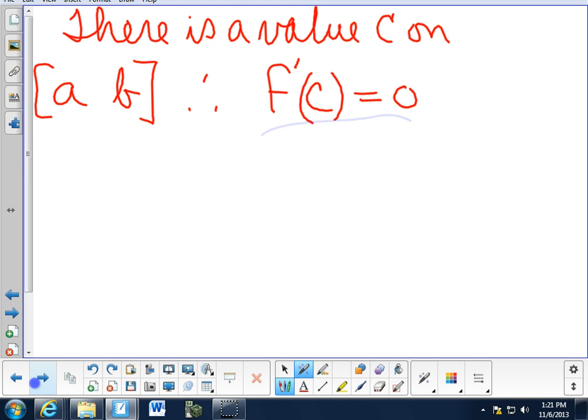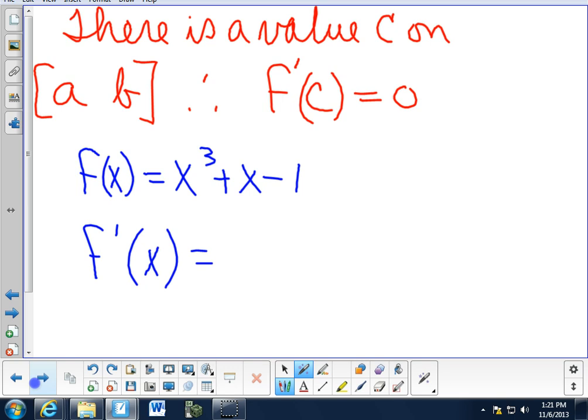We buy that? So let's find it. What do you notice when you take the derivative? It's just 3x squared plus 1. And that's got to be equal to 0 somewhere, if Rolle's theorem applies.